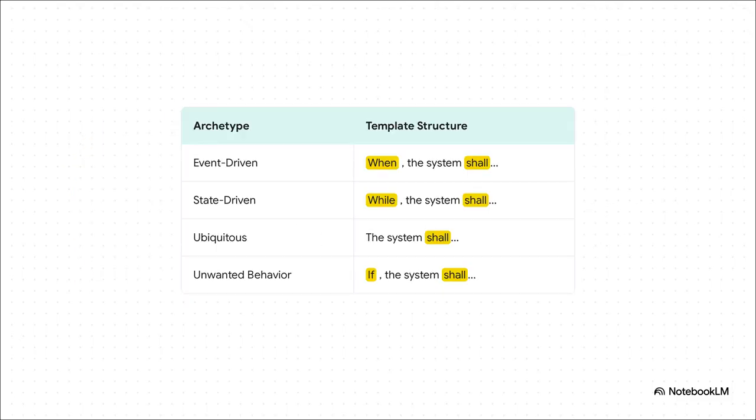Okay, once you know what to build, you have to write it down perfectly. But human language is messy, right? It's ambiguous. So to fix that, pros use a simple little template called EARS. It forces you to be clear. For instance, an event-driven requirement always starts with, when this specific thing happens, the system shall. This simple structure kills ambiguity.